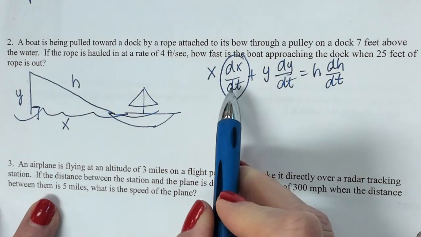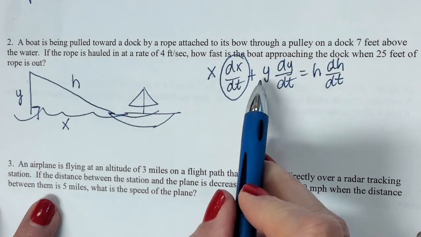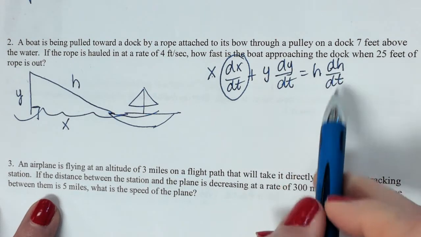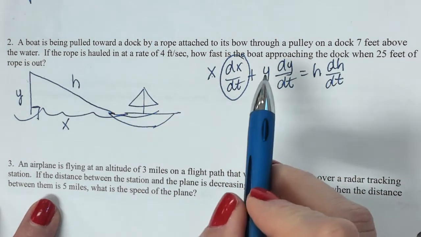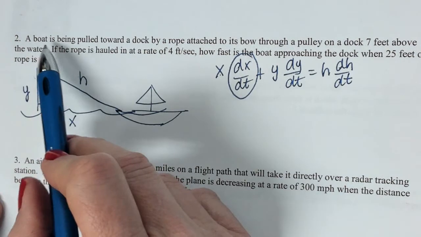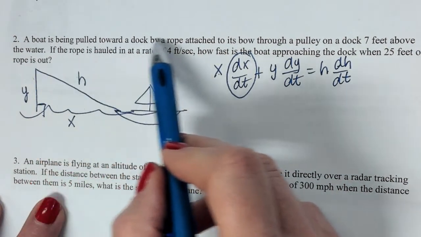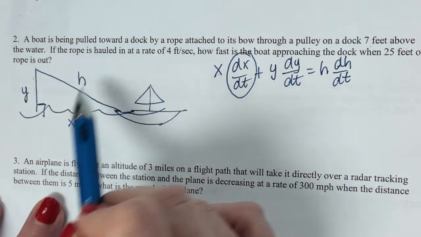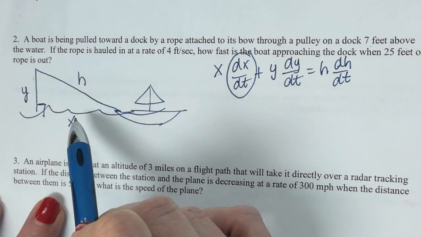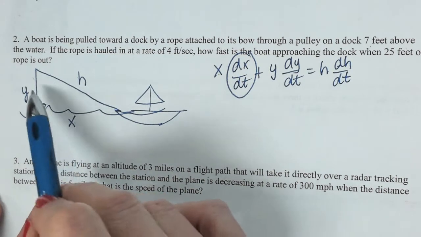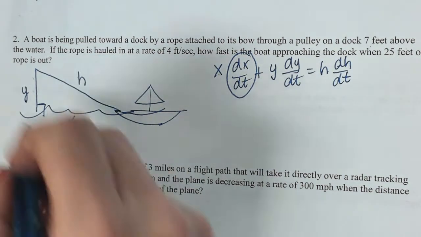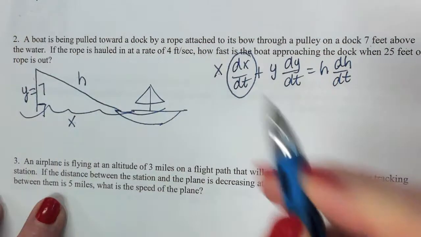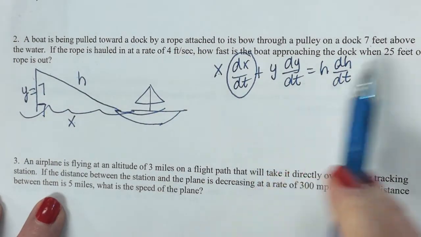In order to solve for that, I have to know x, y, dy/dt, h, and dh/dt. I have to know everything else. So I go back and read the problem. Boat is being pulled in, pulley on a dock 7 feet above the water. Where's that 7 going to go? What is it, guys? x, y, or h? y. So y is going to be 7. All right, that's a good start.